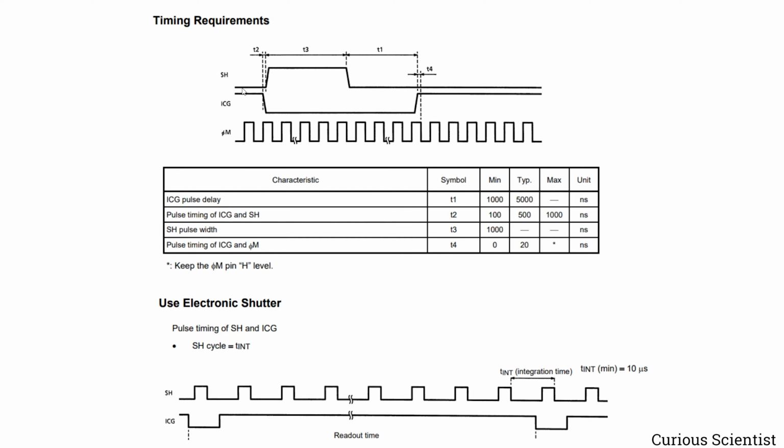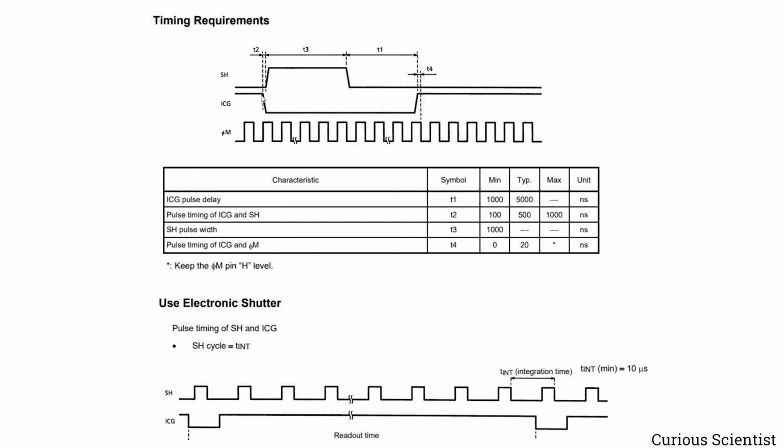So what happens here is that first the ICG goes low, and then there is a tiny delay between the ICG going low and SH going high, and that is the T2. Here the T2 is typically between 100 nanoseconds and 1 microsecond. In my example, I will use 600 nanoseconds.